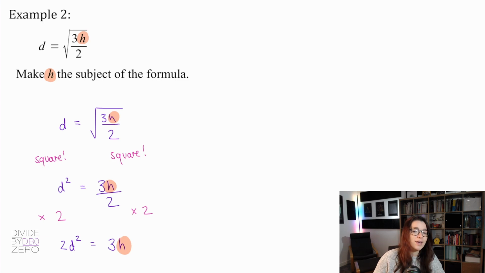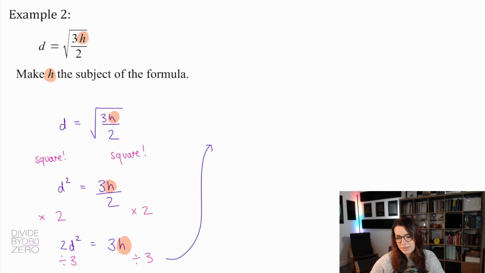Almost there now, we just need to get rid of the 3 in front of the h. So to do that, we divide by 3 on both sides. And that would give us a final answer of just h on that side, and then 2d squared over 3. And that's it for our final answer. h is now the subject of the formula.